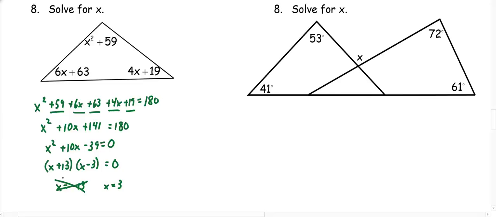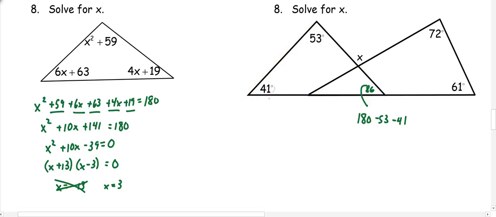Number 8, solve for x. So first thing I want to do is use each of those triangles to find the missing angle. Look at the triangles that are overlapping, and I want to find that missing angle in the yellow triangle. So I'm going to subtract what I know, the 53 and the 41, from 180, and I get a measure of 86 degrees.